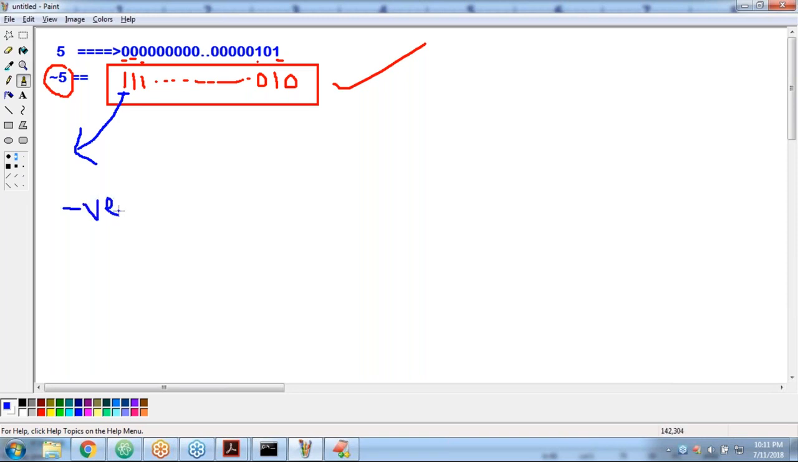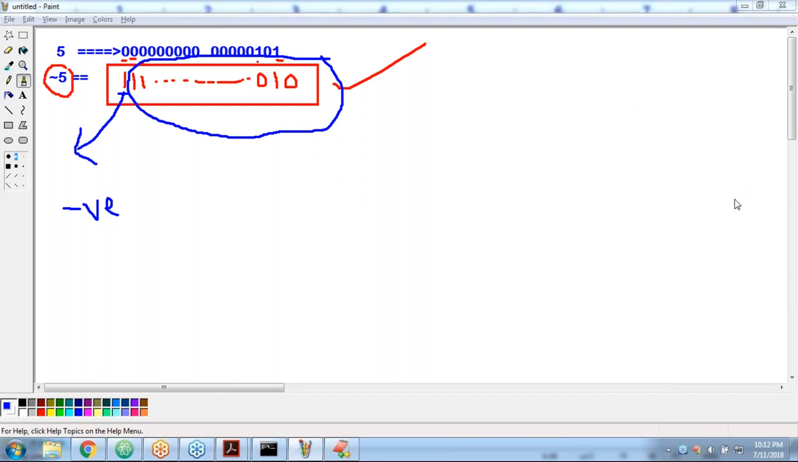Most significant bit is 1. That's why it is a negative number. If it is a negative number, the remaining bits won't represent the value directly. They will represent it in 2's complement form. Remember that. Why will the remaining bits represent value in 2's complement form? Because it is a negative number. Correct or not? If it is a negative number, the remaining bits will represent value in 2's complement form.